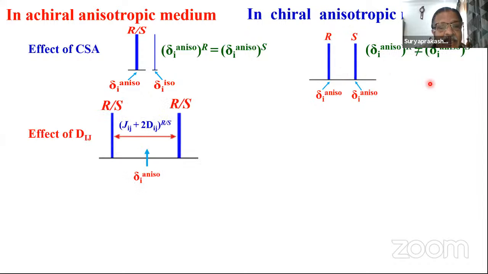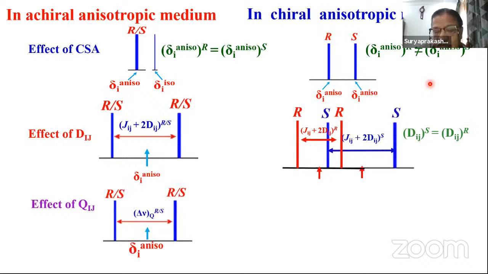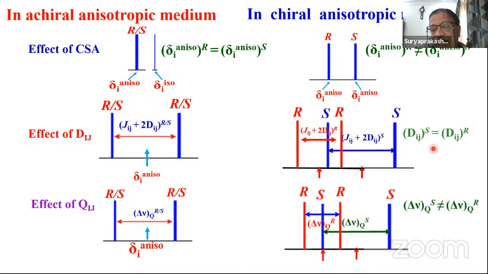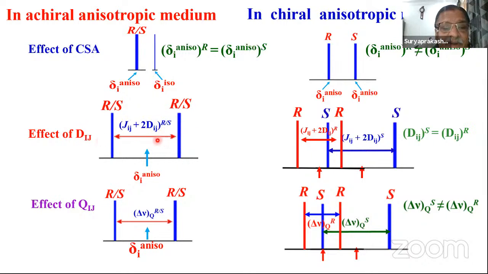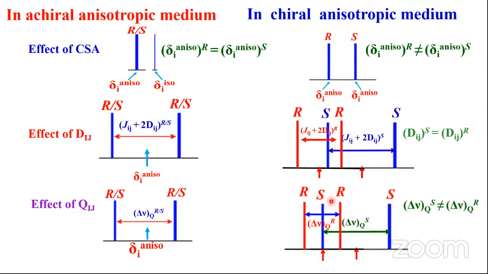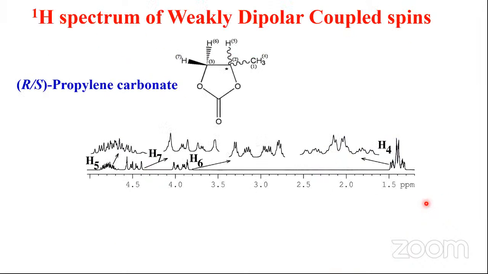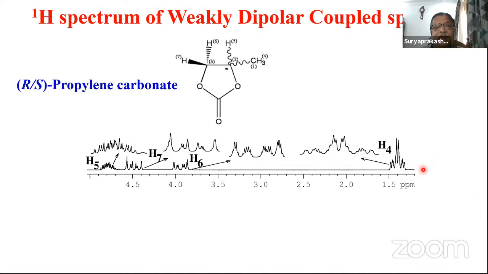Same way, I can take a dipolar coupled system or a quadrupolar coupled system. In a conventional isotropic medium, you will not be able to separate these two, whereas in a chiral anisotropic medium, I can separate R and S. I use this logic. Now look at this molecule. It is a weakly dipolar coupled system. It is a very, very complex spectrum. And quickly I'll show you how our NMR methodology can be utilized to solve this one.